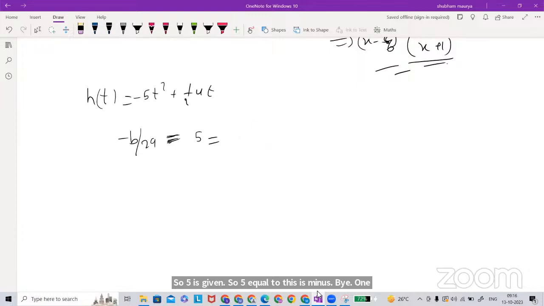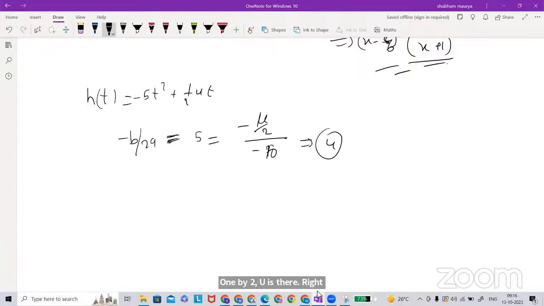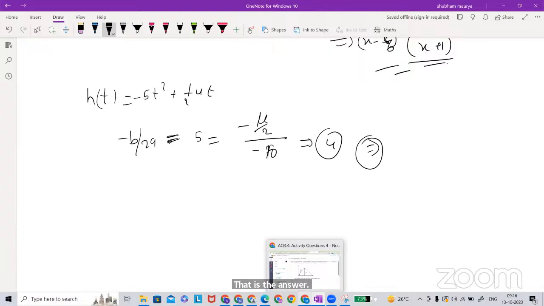What is that? 1 by 2. So this is going to be 10 upon minus 5, and 1 by 2 u is there. U is also there. So finally you can use it and calculate, right? That is the answer. But sir, the answer is different. Actually, the answer is 20, but it should come as u equal to 25 meter per second.